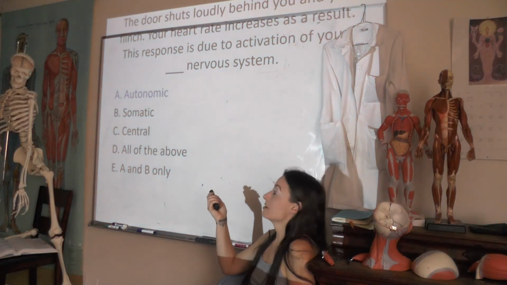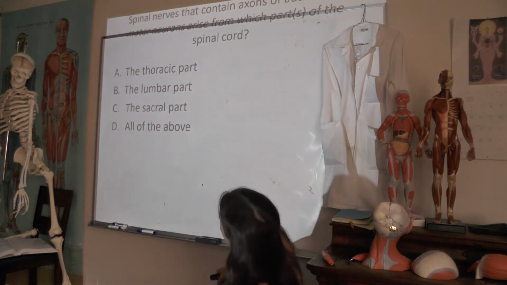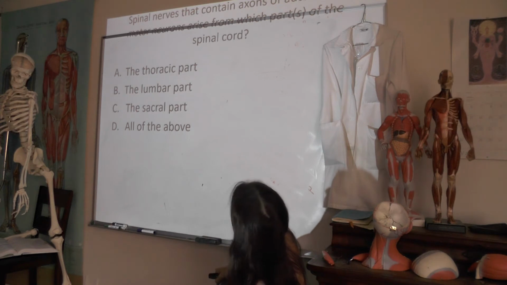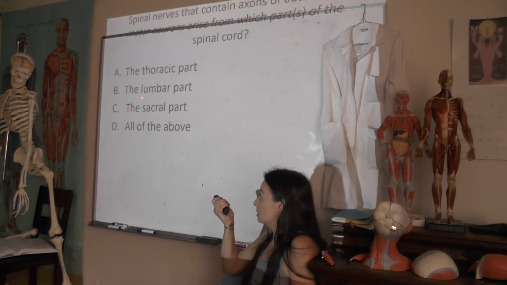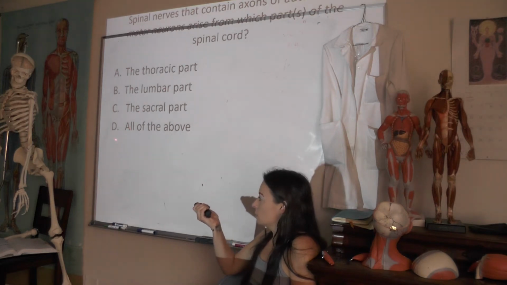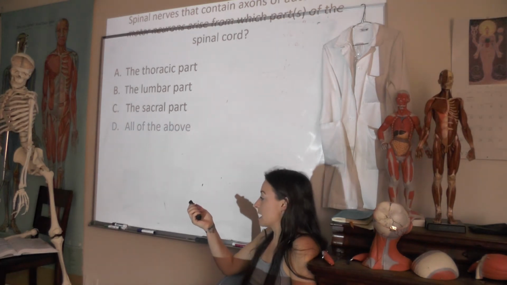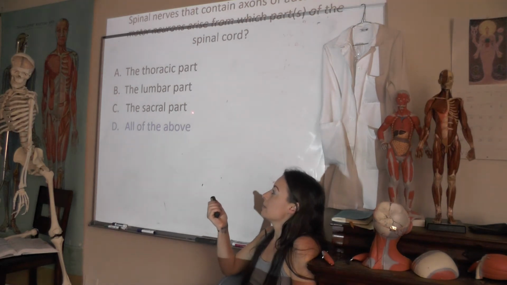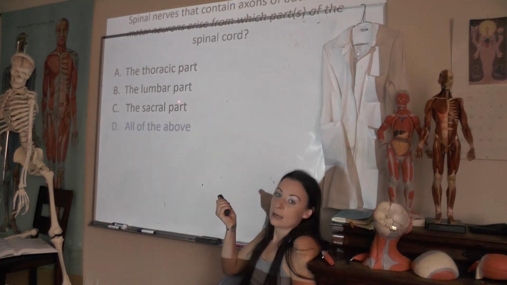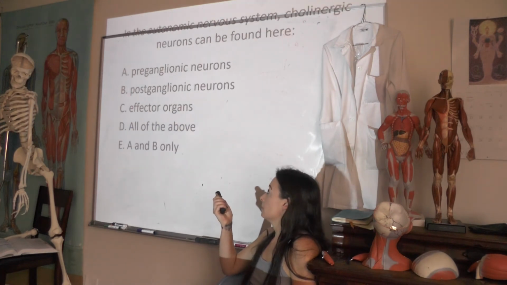Okay, spinal nerves that contain axons of autonomic motor neurons arise from which part or parts of the spinal cord? A, the thoracic part, B, the lumbar part, C, the sacral part, D, all of the above. Ooh, I took out the E, A and B only here. I shouldn't have, because that was the distractor, A and B only. A lot of people forget that the parasympathetic division has nerves that are coming out of the sacral spinal cord. Okay.